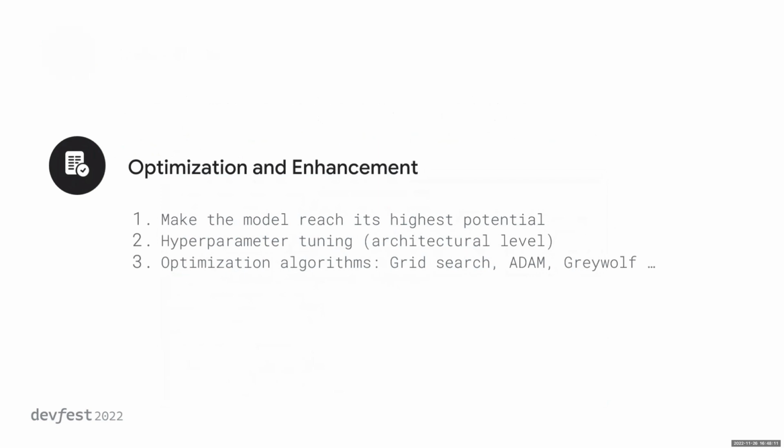It's almost a random process, but it's not very random. You just try to change things on the low level. For example, the number of neurons in a neural network, or the number of nodes in a random forest tree. When you change them, you can find the model performing better. But doing it manually will, of course, take a long time. So there are ready-made optimization algorithms, such as Grid Search, Adam, or Grey Wolf.